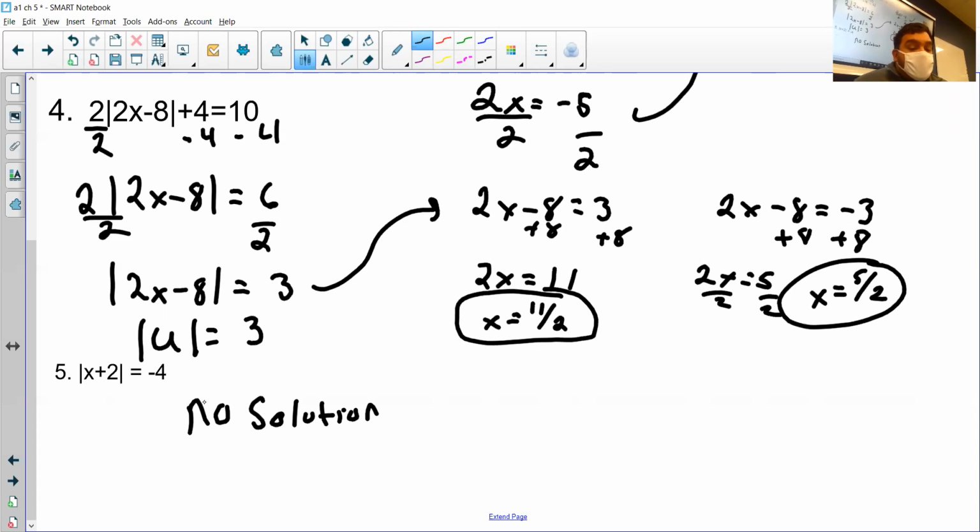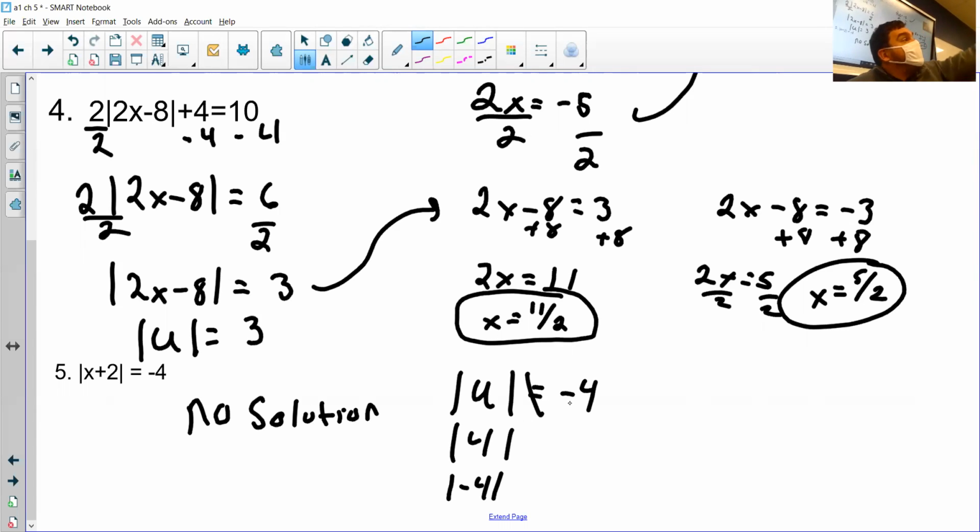Now, in this situation, the absolute value of U equals negative 4. If I plug in a 4 in this, I don't get negative 4. If I plug in a negative 4 in this, I don't get a negative 4. I get a positive 4. So the issue is, this is literally impossible because you cannot have something you plug into the absolute value that results in a negative.